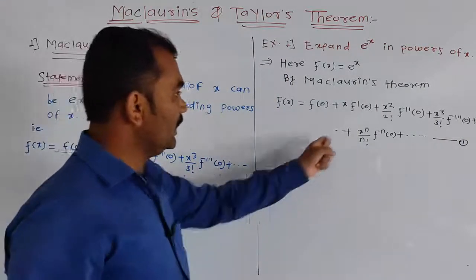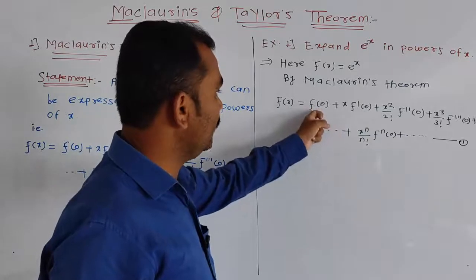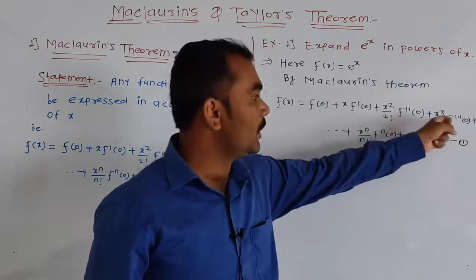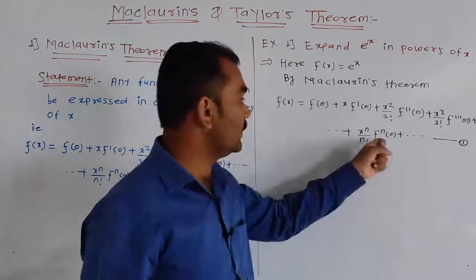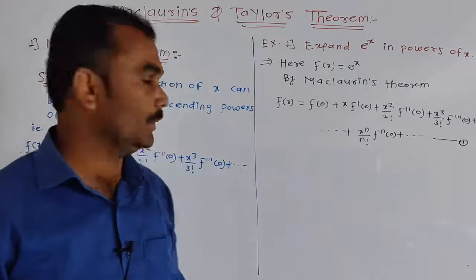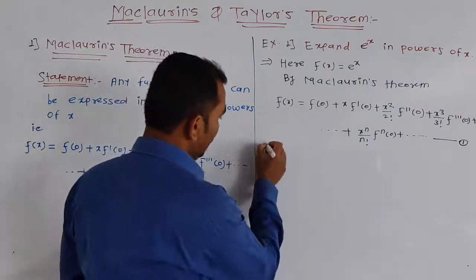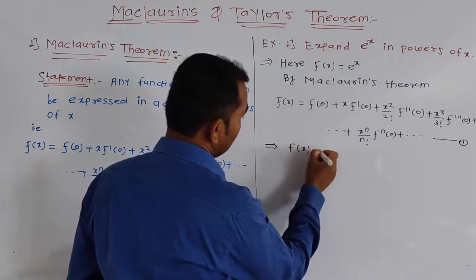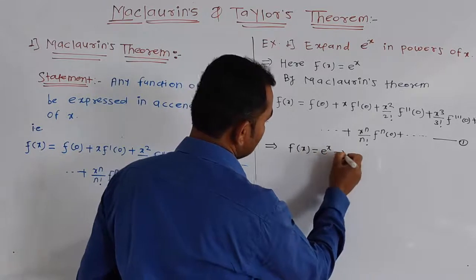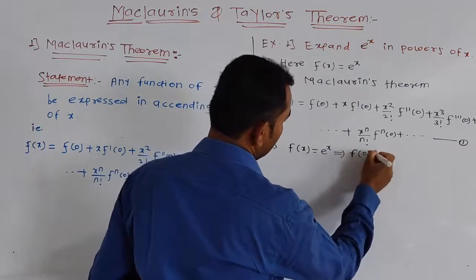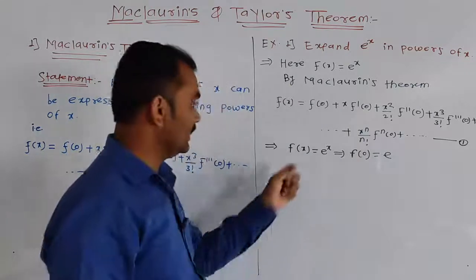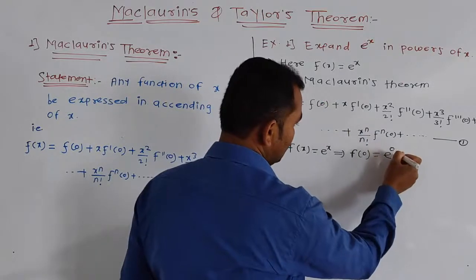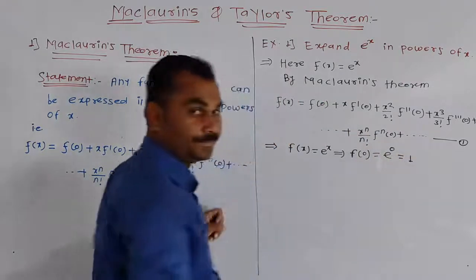Now, in equation first, we require the value of f of 0, the value of f dash of 0, the value of f double dash of 0, the value of f triple dash of 0, and also the value of f raised to n at 0. So first find the value of f of 0. f of x is equal to e raised to x, correct? Implies f of 0: we get f of 0 as e raised to 0, where we replace x by 0. E raised to 0, the answer is 1, correct?